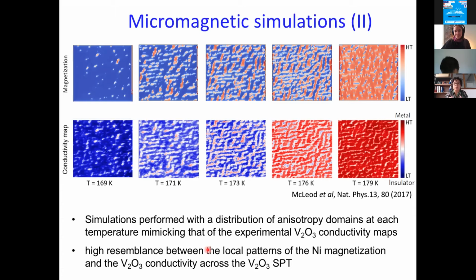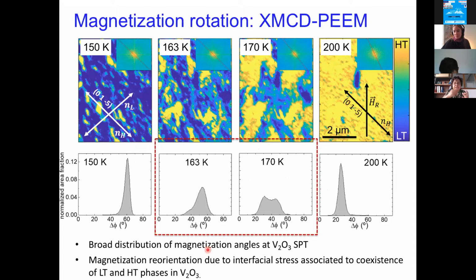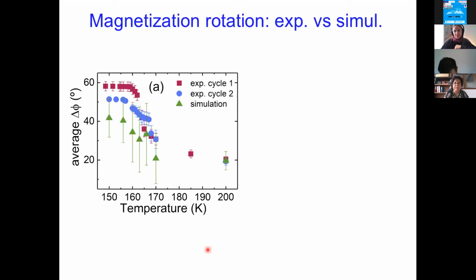The differences that we might appreciate compared to the actual domains that we observe: we don't observe these nicely terraced domains in our case, but it's because in our case we always have this competition between the nickel, which would like to grow very large domains, and the interfacial stress created by the V2O3, which would like to grow these small domains fitting the length scale of the structural domains. Therefore, in our experiment the domains look a little bit different, but general features prevail.